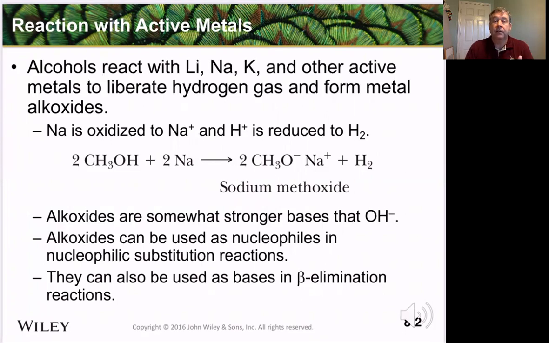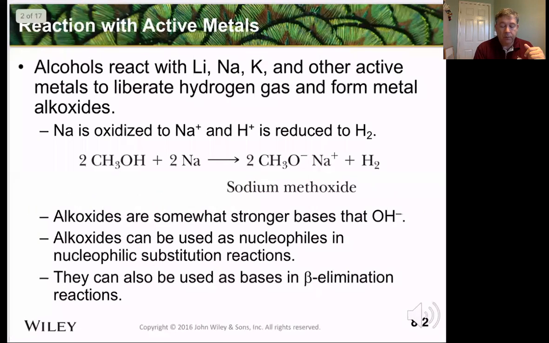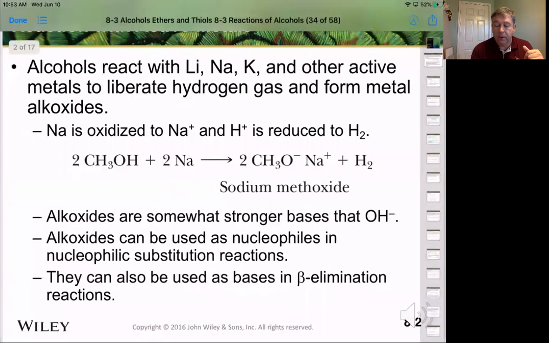The reaction proceeds by taking sodium in its elemental state, and it is oxidized to sodium +1. Those electrons have been transferred to the hydrogens, which form a diatomic molecule of hydrogen gas, and that leaves the solution. So the reaction goes and is irreversible. For every 2 equivalents of alcohol you have, you will be able to generate 2 equivalents of your alkoxide, or in this case, because we are using methanol, sodium methoxide.